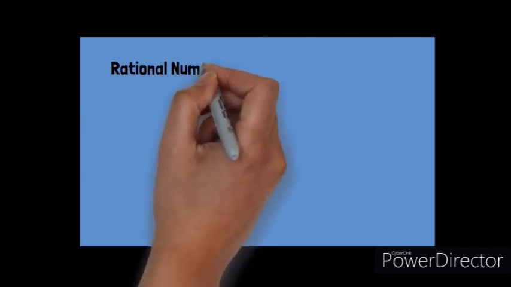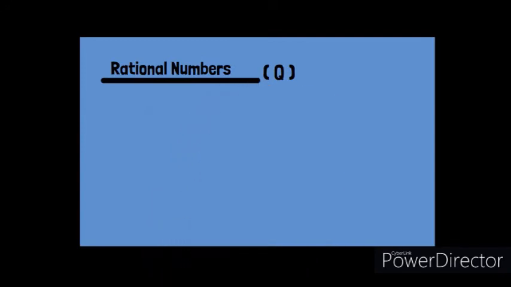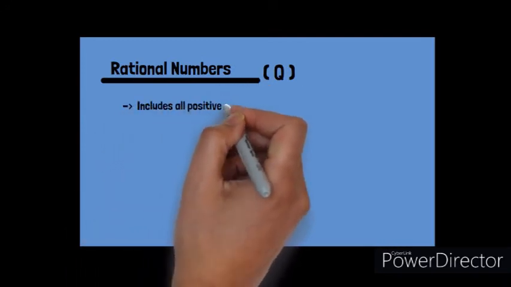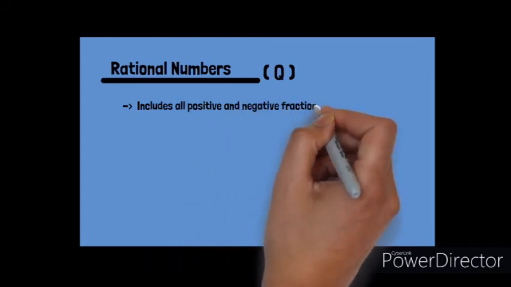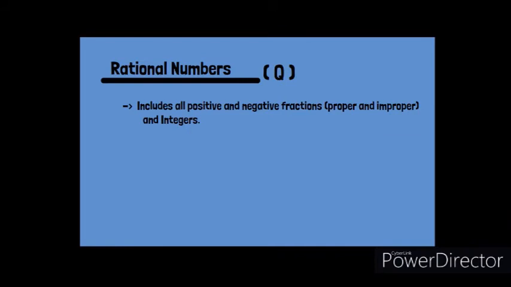Rational numbers. The abbreviation for rational numbers is a capital Q. There are two main properties for rational numbers. Let's take a look at them. The first one is that it includes all positive and negative fractions, those that are proper and those that are improper. It also includes all the integers.